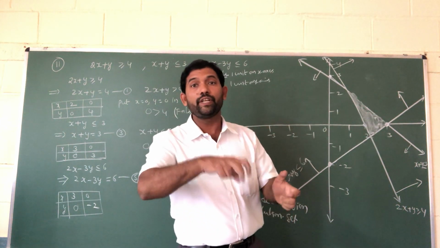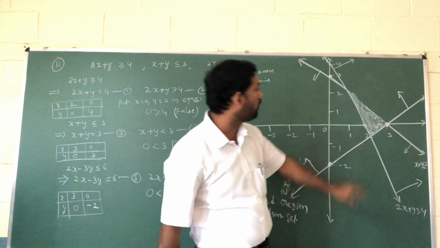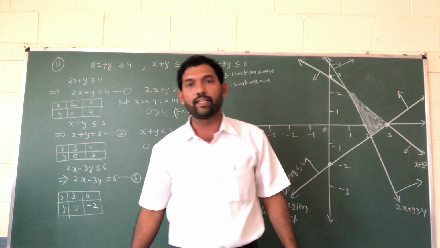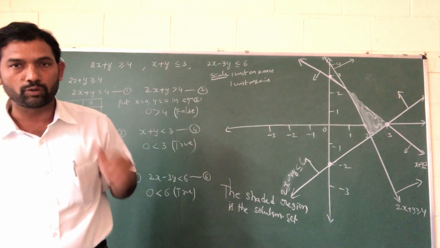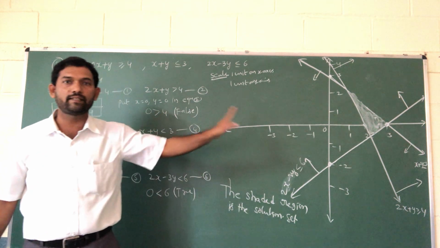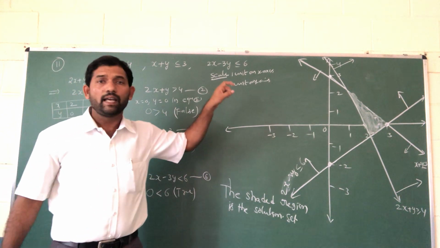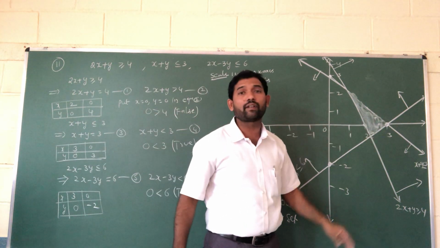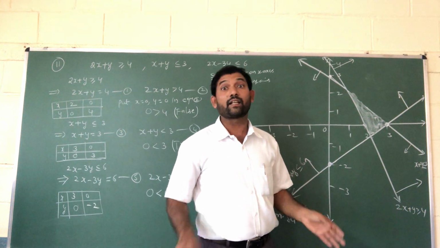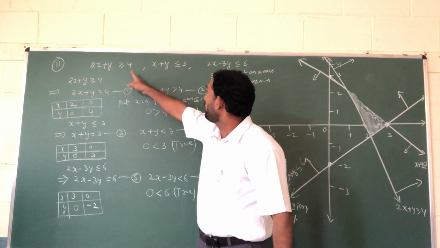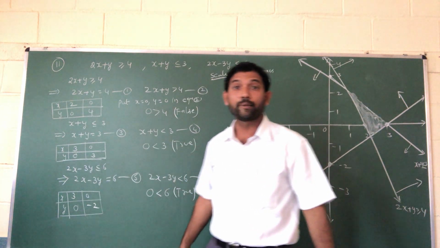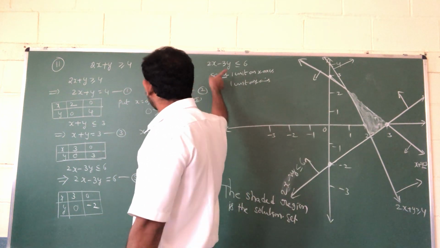ಮೂರು inequalities ಎಲ್ಲಿ intersect ಆಗ್ತಾ ಇದೋ ಅದು ಮಾತ್ರ ಶೇಡ್ ಮಾಡ್ತಾ ಇದೆ. ಅದೇ ನಮ್ಮ ಸೊಲ್ಯೂಷನ್. ಓಕೆನಾ? That is our solution. ಅಂದ್ರೆ in this area, whatever points you consider, all those points are satisfied by these three inequalities.